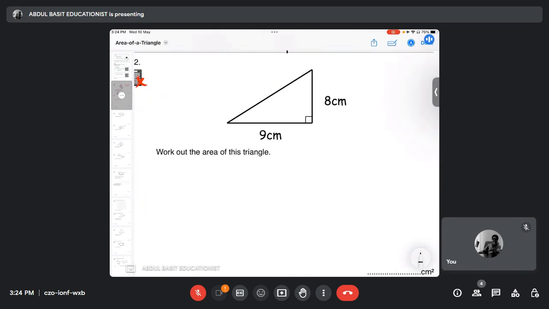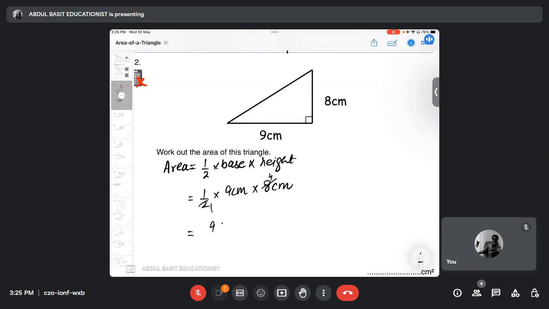Proceeding with the second question. They say work out the area of this triangle. Again we can see that it's a right angle triangle, and the area formula is 1 by 2 into base into height. I always recommend students write the formula first, then put the values. 1 by 2, base is 9 centimeters, and the perpendicular height is 8 centimeters. So 2 ones are 2, 2 fours are 8. I got 9 times 4, and 9 times 4 is 36 centimeters squared because area is a square quantity.